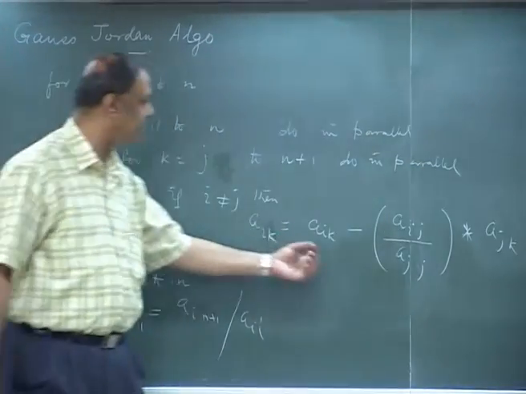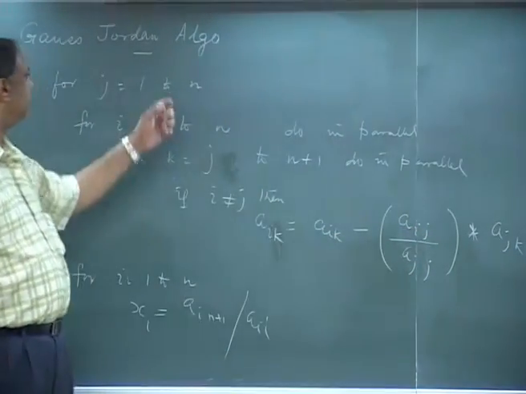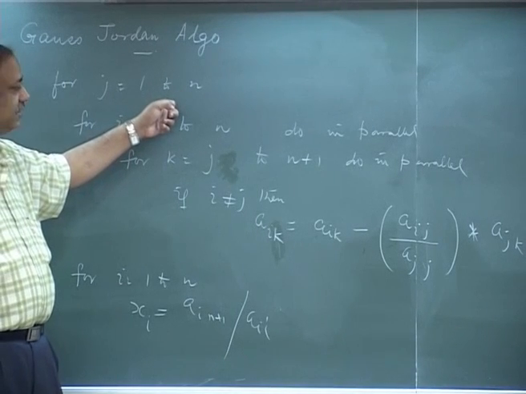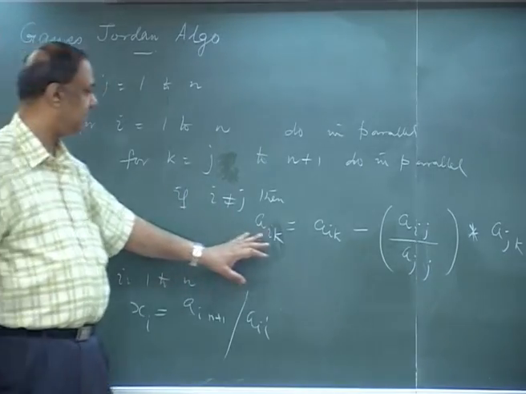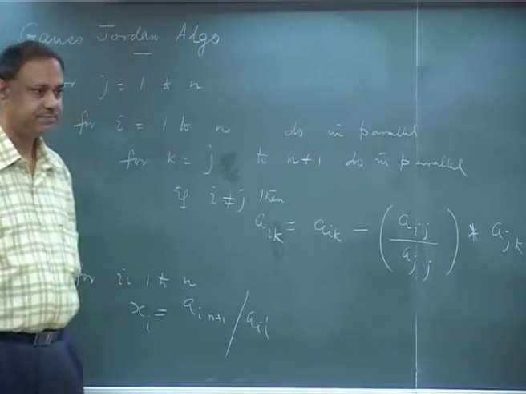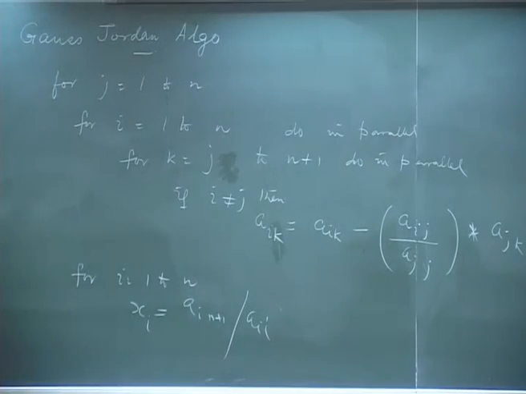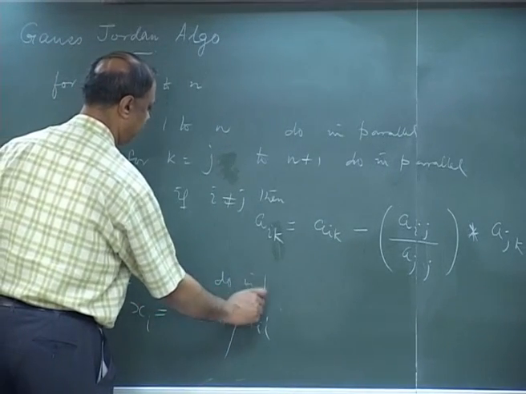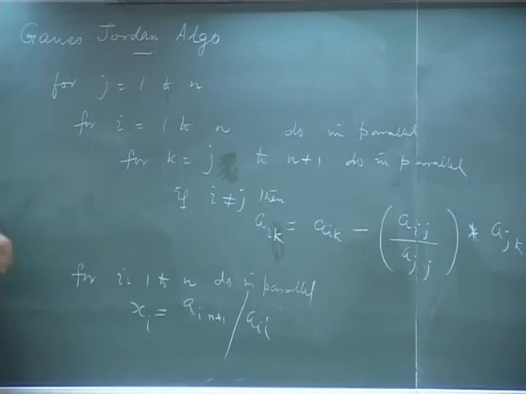Because all these things are dependent on j only, so the j loop I cannot write as do in parallel, right? Agreed? The rest I can easily write. Similarly, here also I can write do in parallel. So this is an order n algorithm basically.